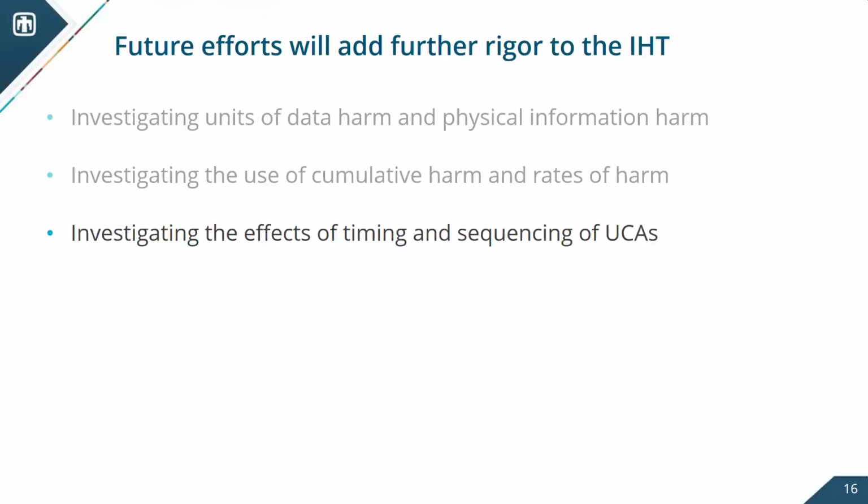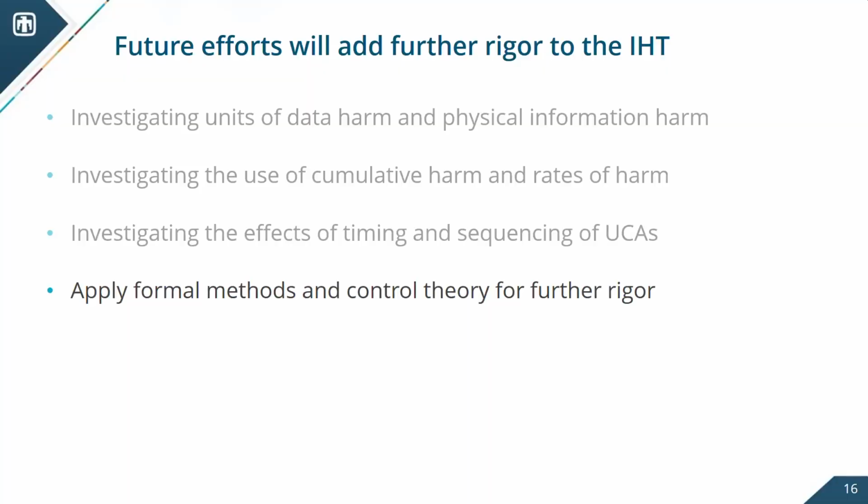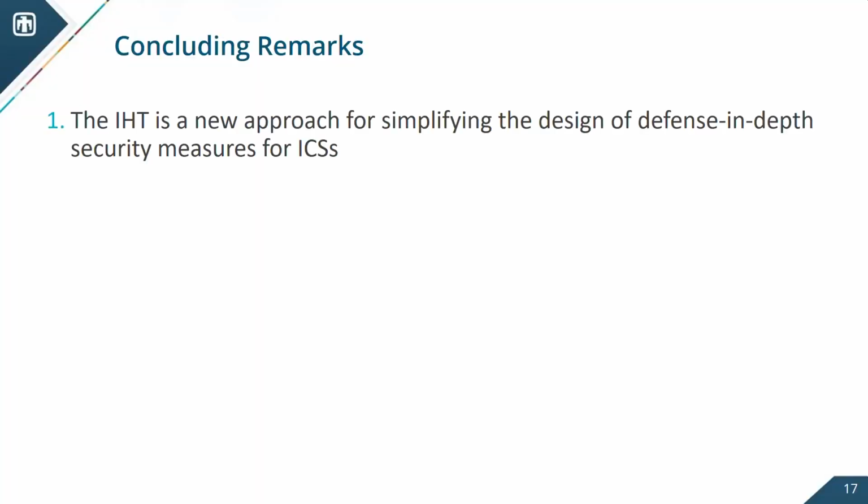We also looked at the effects of timing and sequencing. So how does resonance come into this? How does the sum of UCA1 and UCA2 get represented? And then finally, we really want to basically apply formal methods and rigor. We want to adapt this into control theory so that first year, second year engineering students can learn how to do these combined safety and security analysis. And so finally, this is a new approach for defense in depth, right?